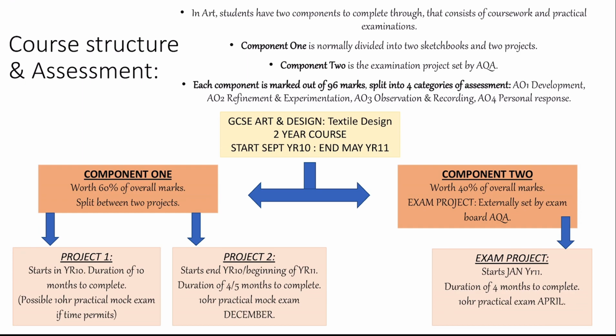So component 2 is worth 40% of students' overall mark, and it's known as the exam project, the externally set task. That is set by the exam board. The exam board will send a series of themes, and students can respond to one of those themes practically through a practical project. They have usually around 4 months to do that. And again, that culminates in a 10-hour practical exam in April time of year 11.